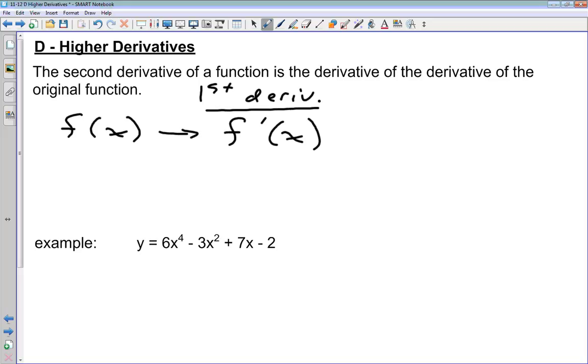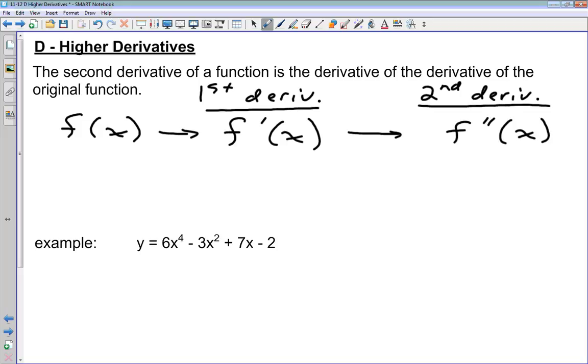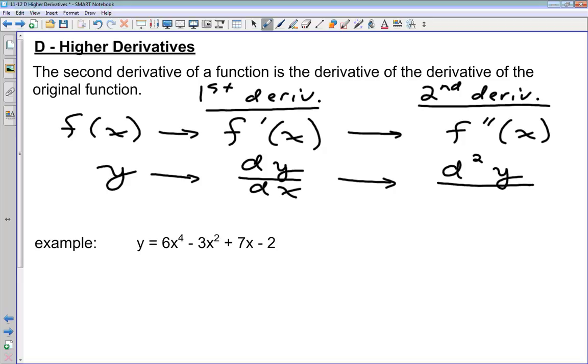If we then take that function that we got as our first derivative and take the derivative of that, we get the second derivative, f double primed of x. Or we could use a slightly different notation here. If we've indicated our original function by y, we can indicate our first derivative as dy/dx. Then our second derivative would be d squared y over dx squared.